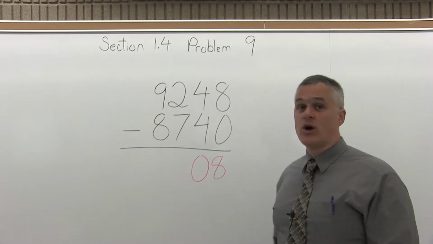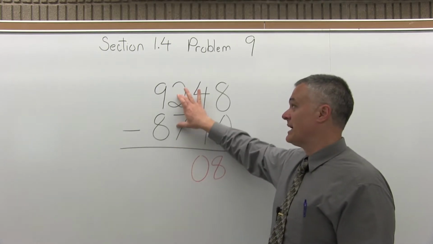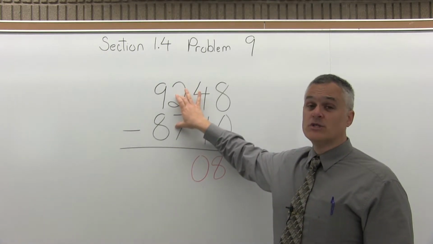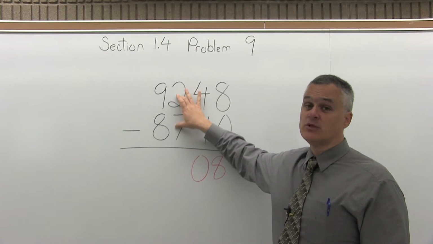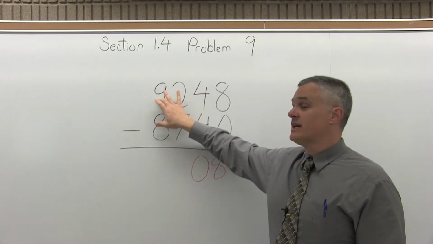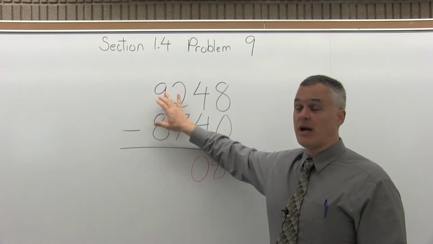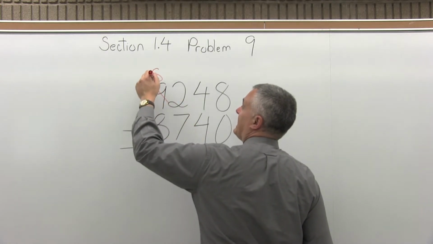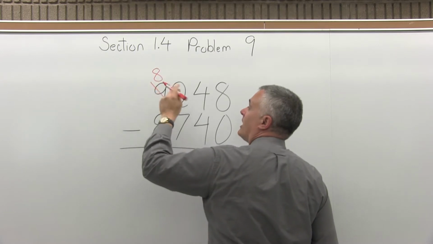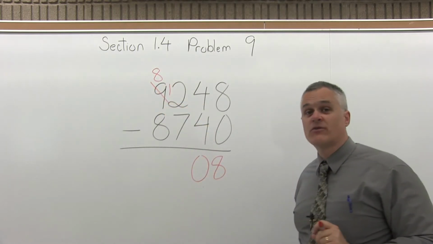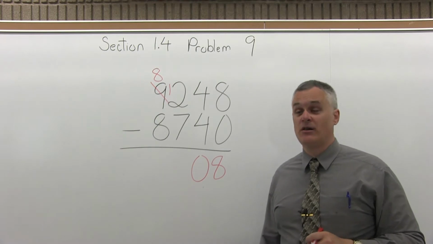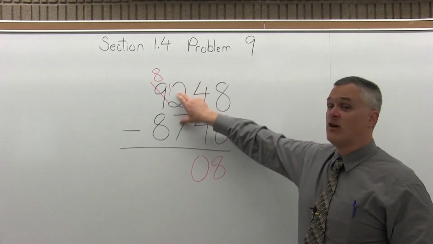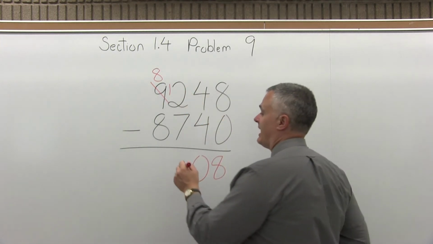Then I go over one column of digits to the left, and I have 2 minus 7. Now, the 2 is not large enough to subtract a 7 from, so I need to borrow. I'll go over to the next column to the left. At the top of the column, I have a 9. I will cross off the 9 and reduce it to an 8, and that will allow me to put a 1 in front of that 2 that I want to subtract from and change it from a 2 into a 12. Now I can subtract 12 minus 7, which is 5.